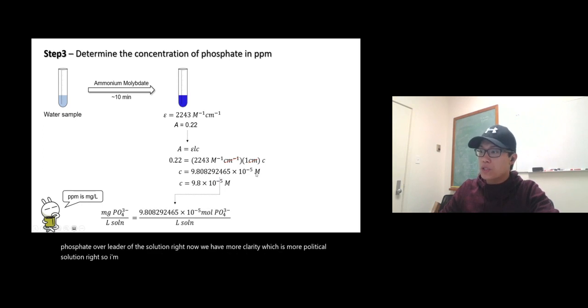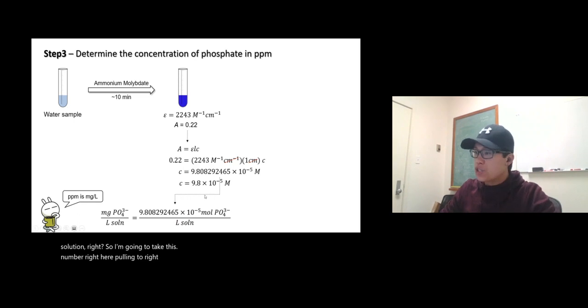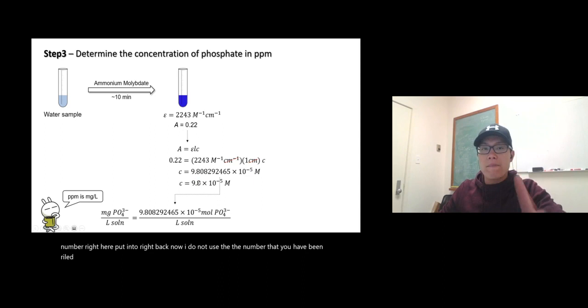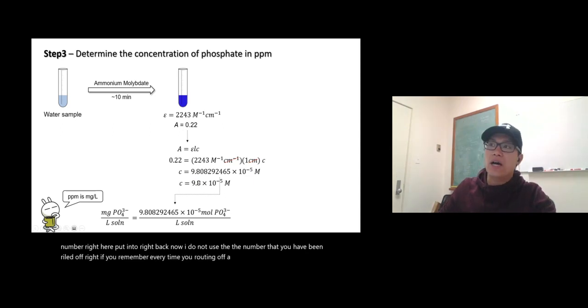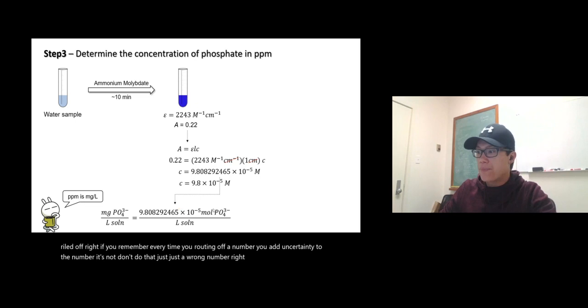So I'm going to take this number right here, put it into right there, all right? Do not use the number that you have rounded off, all right? If you remember, every time you round off a number, you add uncertainty to the number. So don't do that. Use the raw number right there, okay? So add right there, all right?